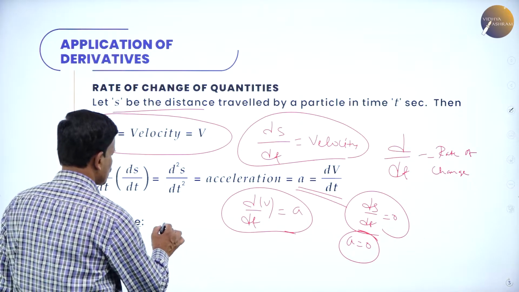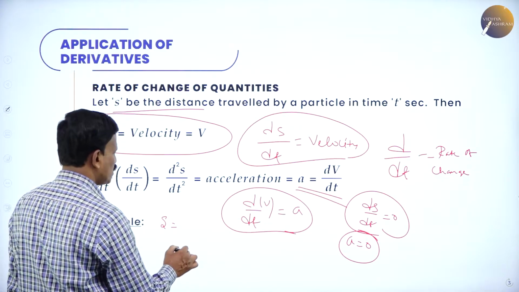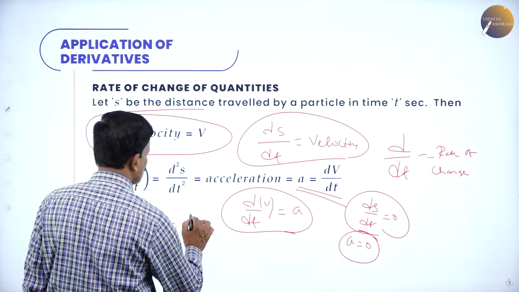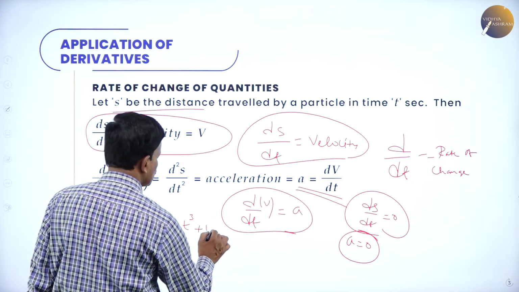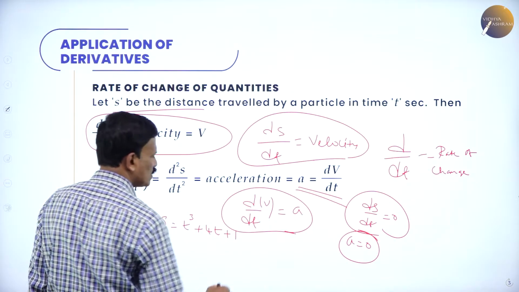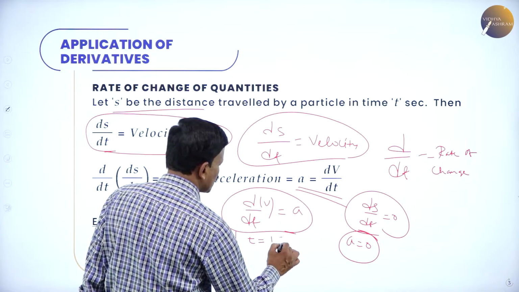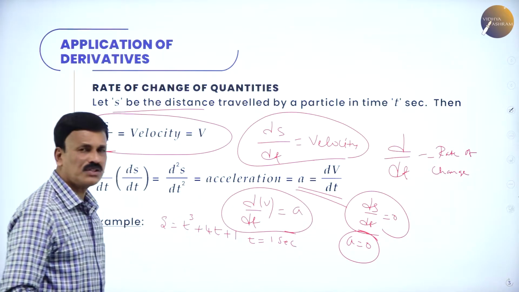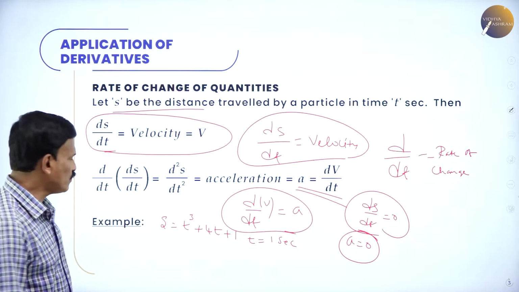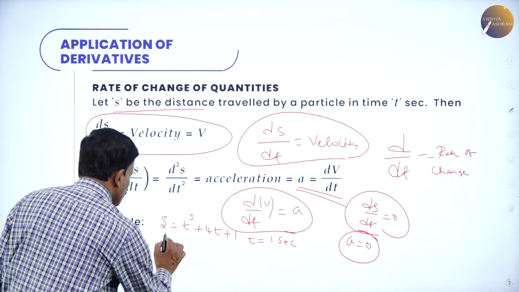For example, let us consider s is the displacement of a particle given by s is equal to t cube plus 4t plus 1. Find the velocity and acceleration at the end of 1 second. Suppose you want to find the velocity and acceleration at the end of 1 second, differentiate this with respect to t.